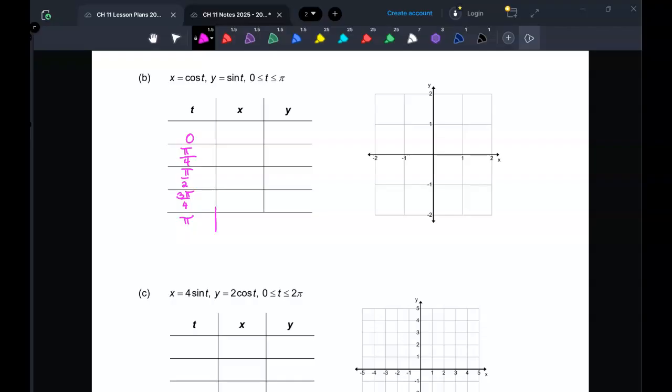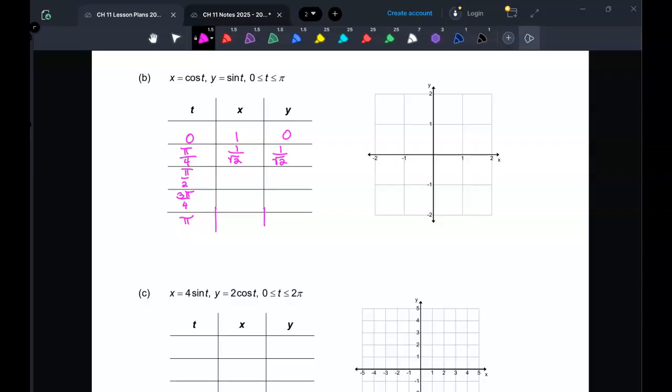And just imagine it has a curve, because we won't know exactly what it looks like. For the first one, it's easy because it's 0. So cosine of 0 is 1, sine of 0 is 0. But at pi over 4, I'm going to get 1 over root 2 and 1 over root 2.